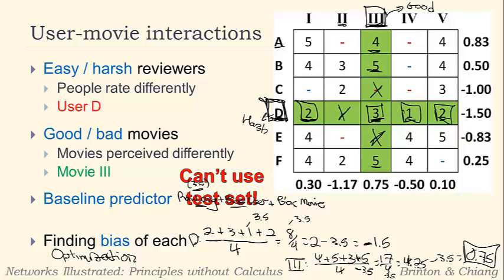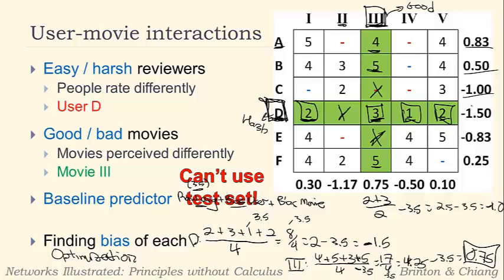And so we can do the rest of the values, and I've given the values at the end of the columns or rows here. The bias for A is positive 0.83, for B is 0.5, for C is negative 1. That's really easy to see. We could do C's right now. There are only 2 values, a 2 and a 3. So we do 2 plus 3 divided by 2 minus 3.5, which is 5 divided by 2, which is 2.5, minus 3.5, which is negative 1.0.